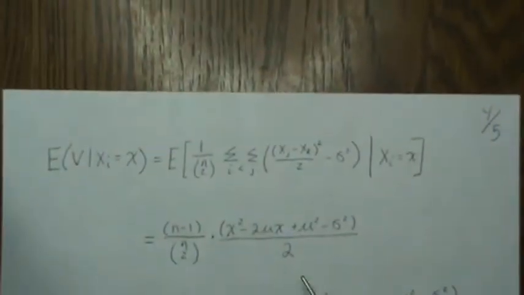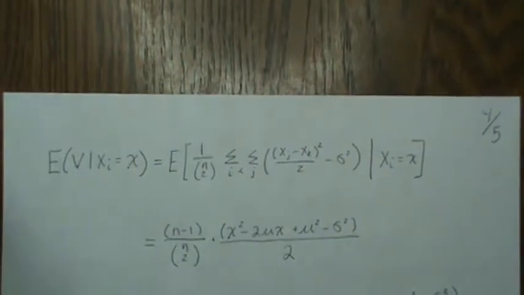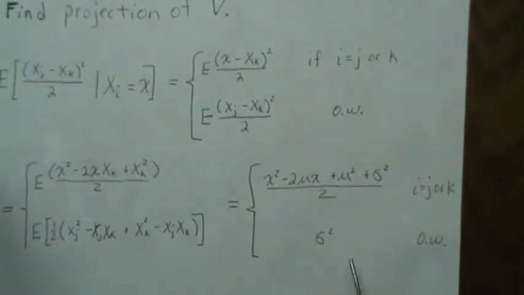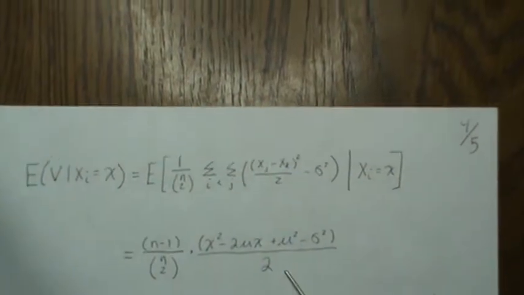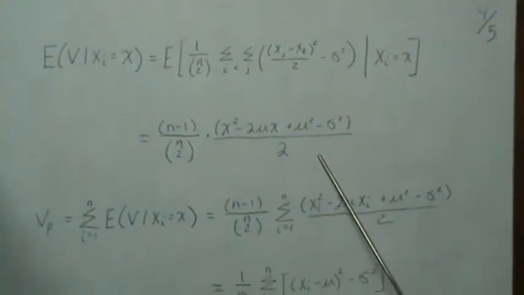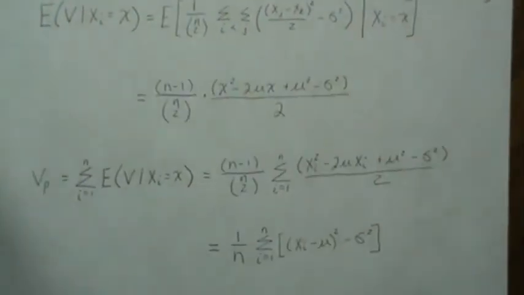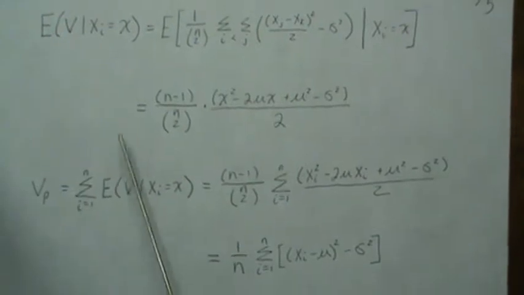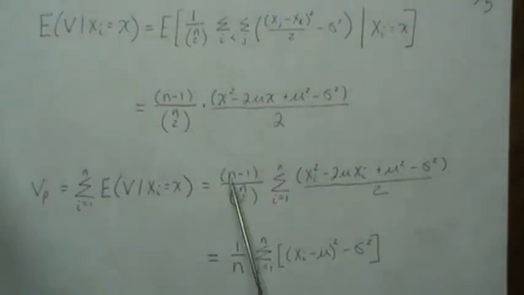So the second part in what we were looking at before goes away. So this piece ends up being 0, so we don't need to write it. And we get this. So now, to find the projection, we take the sum from 1 to n of each of these that we just found, and we get this.